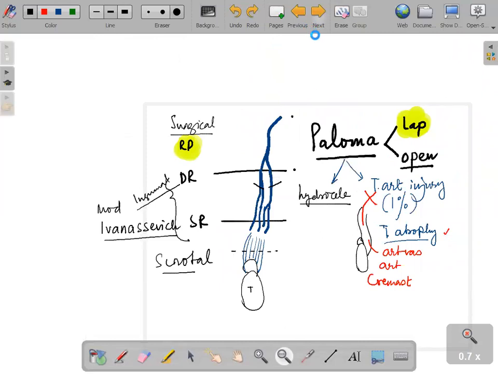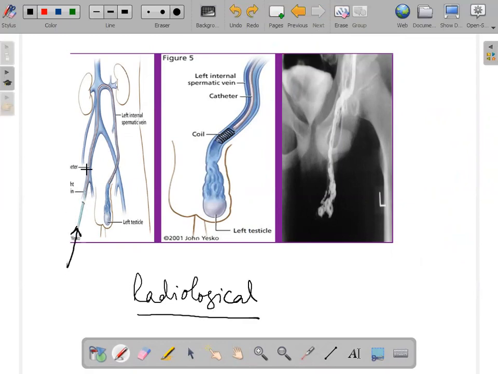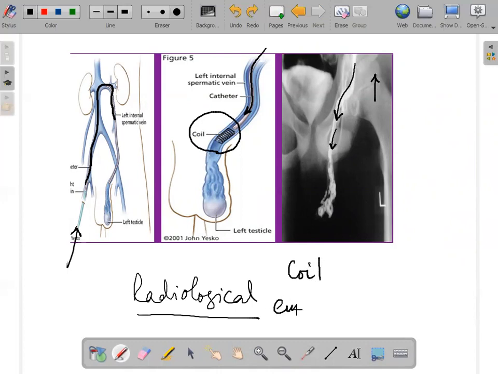What has come nowadays is a new approach, a minimally invasive radiological procedure, in which you enter through one side, usually the right side. You take the catheter and cannulate the left or the right testicular vein, whatever may be your case, and then the minute you ligate this one, you give a gel foam coil or a Gianturco coil and do an angiogram. As you can see, blood should be going up, not down, but in a varicocele, due to incompetent valves, the blood is going down. So this is the radiological coil embolization, which is now the standard of care.